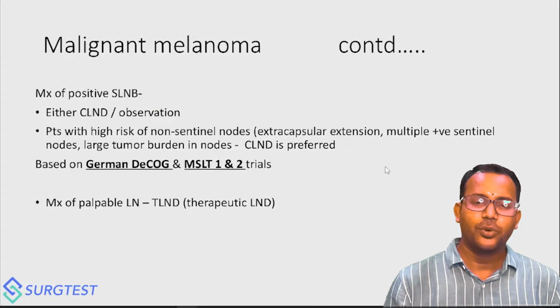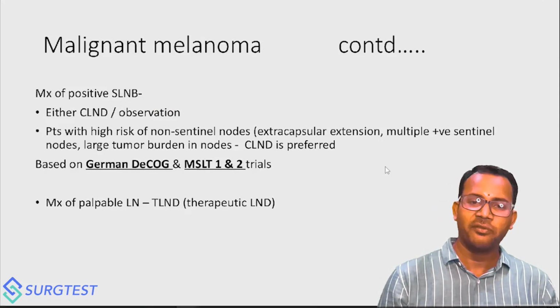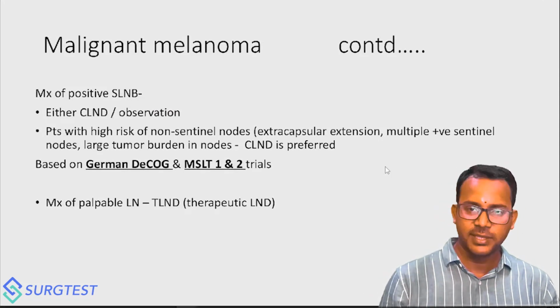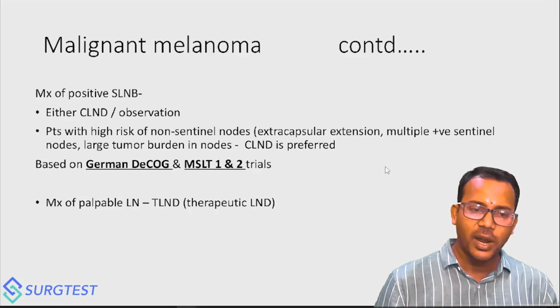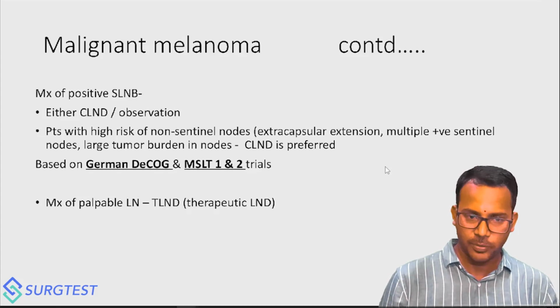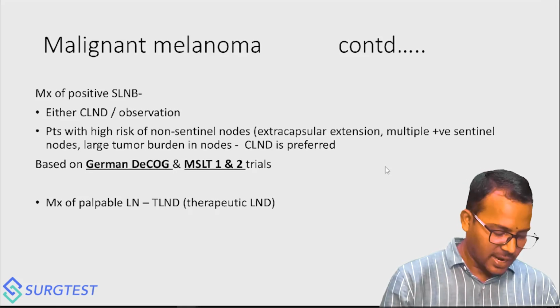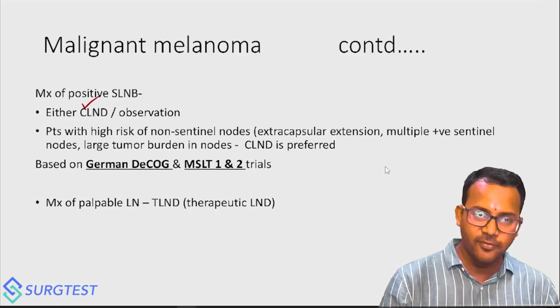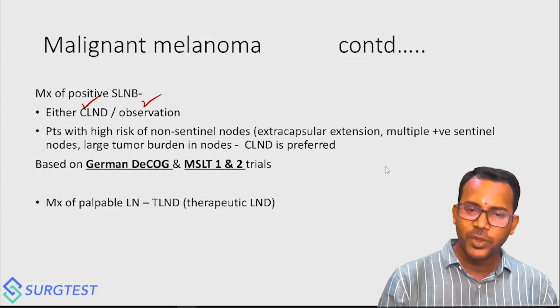Having understood that for a localized melanoma, you do a wide local excision followed by a sentinel node biopsy using your dual dye technique, what will you do if you get a positive sentinel node biopsy? Then you have two options. Either you can do a completion lymph node dissection or you can just observe. Both of them are equally effective.